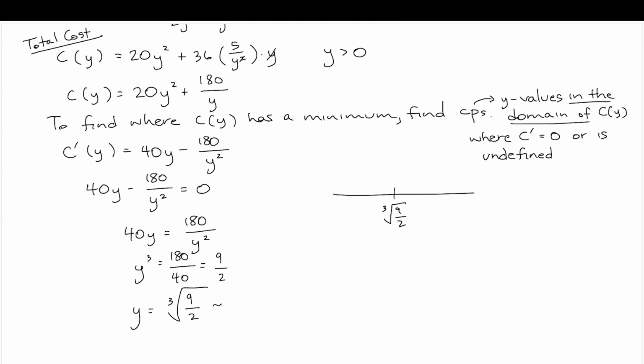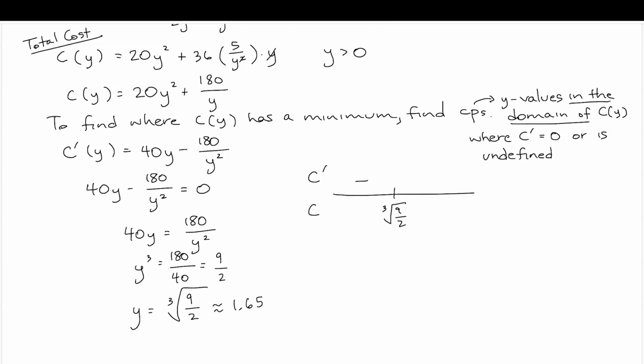And by the way, if it's helpful to you, you can put that into your calculator and see that the cube root of 9/2 is in the neighborhood of 1.65. I'm using the same technique that I've been using. I need to pick a value for y to the left of the cube root of 9/2. 1 is a nice easy number to plug in. When I plug 1 in for y into C prime, make sure you're plugging into the correct function, I do indeed get a negative. And then I can pick something bigger than 1.65.